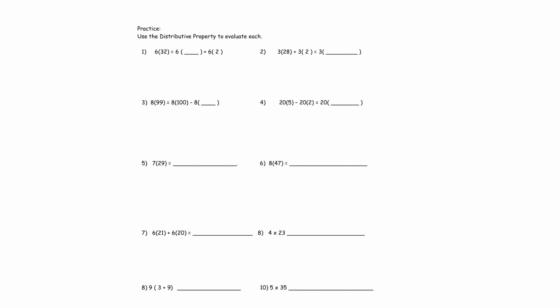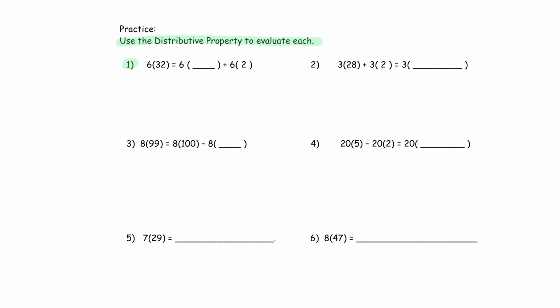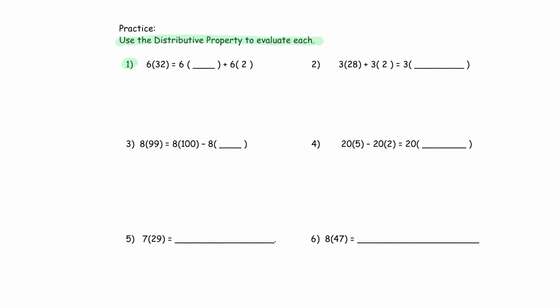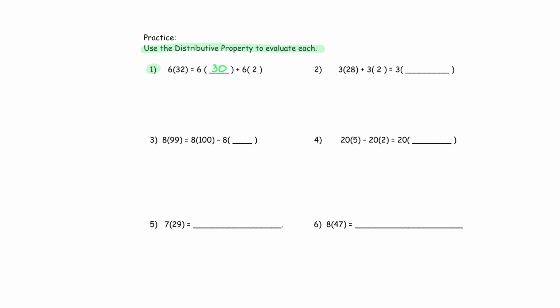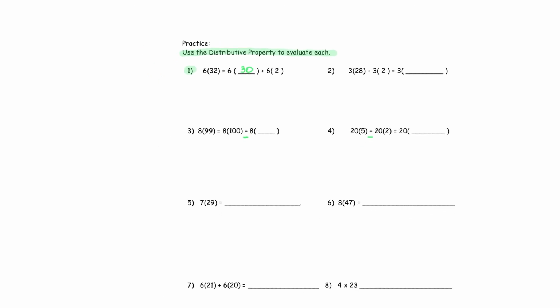This is your homework page practice. Notice it says use the distributive property to evaluate each. So for some of them, just real quick, for example, number 1, I'll just do that one quickly with you. It says 6 times 32 equals, now notice, sometimes we give you a little bit of clues. 30, 6 times 30 plus 6 times 2. And then you go ahead and you would solve. Okay, looking through anything unusual, not really. Number 3, you have a subtraction. Number 4, you have a subtraction. And everything else, you should be good to go.